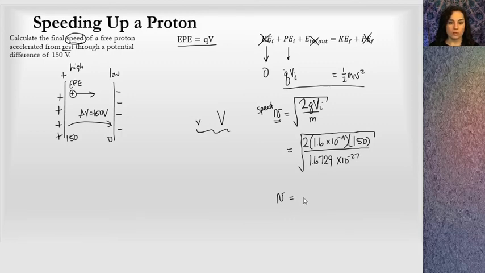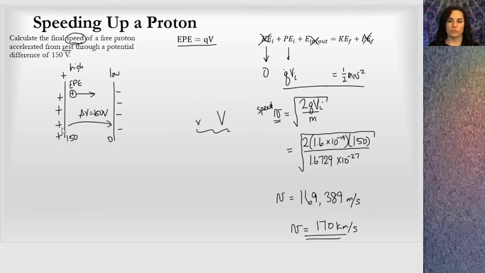And when you run this through your calculator, you get 169,389 meters per second. And I rounded that off to 170 kilometers per second. So that's not like a large velocity for a proton, but we can get a proton moving pretty fast through a potential difference.